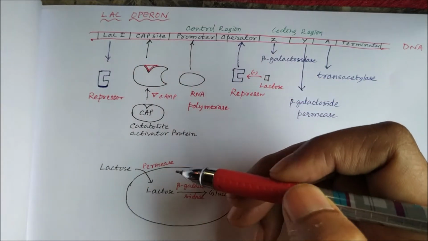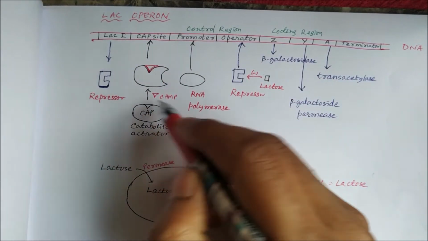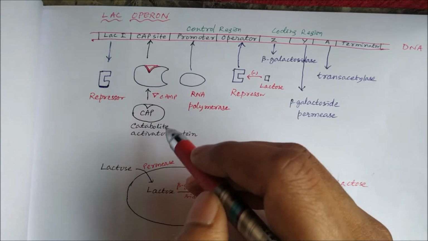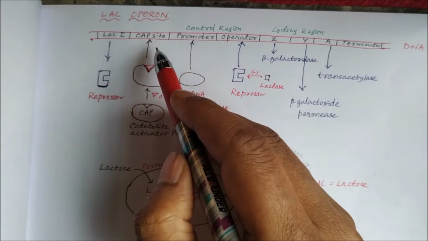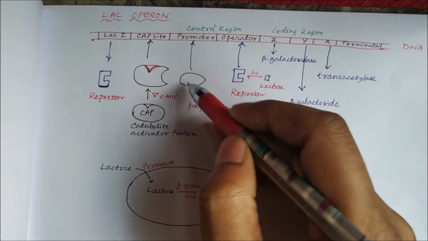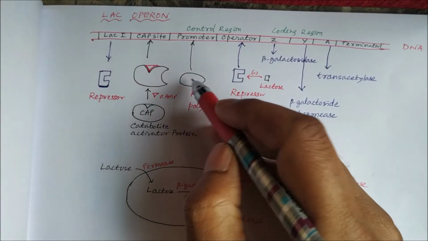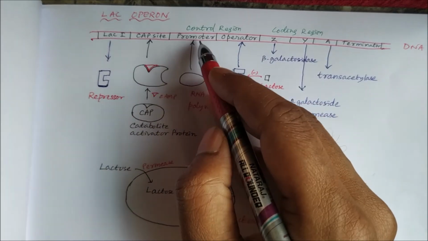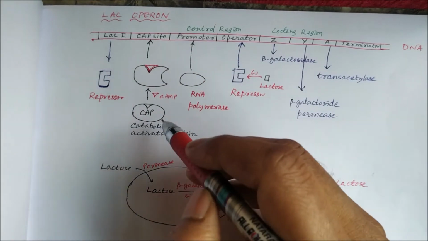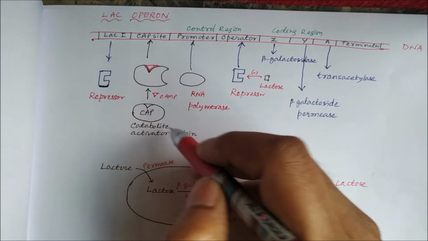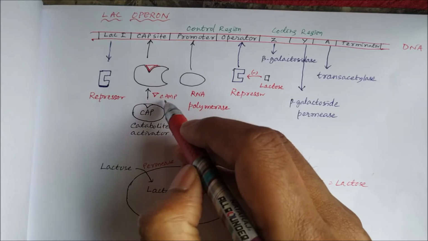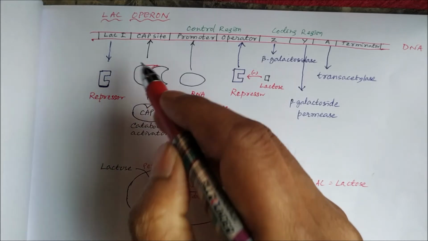So when this catabolite activator protein binds here, this will facilitate the RNA polymerase action. RNA polymerase action is facilitated, and this catabolite activator protein itself is inactive. In presence of cyclic AMP, it is activated.